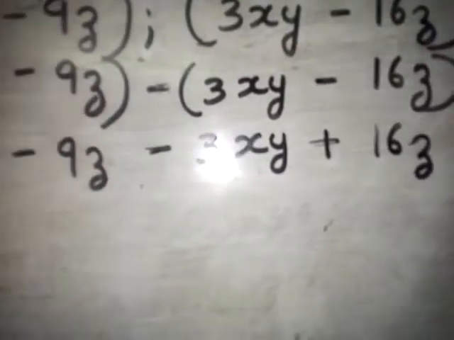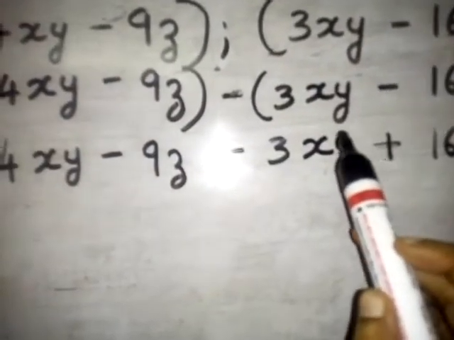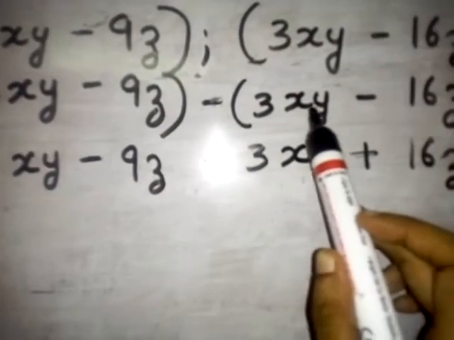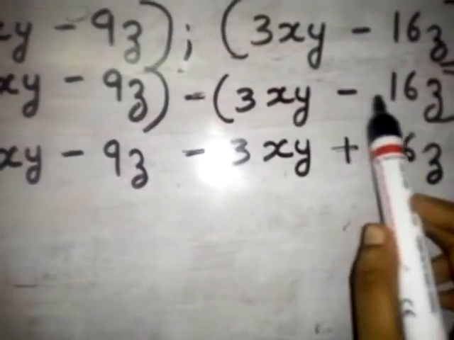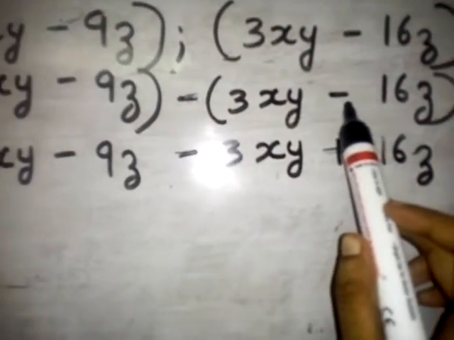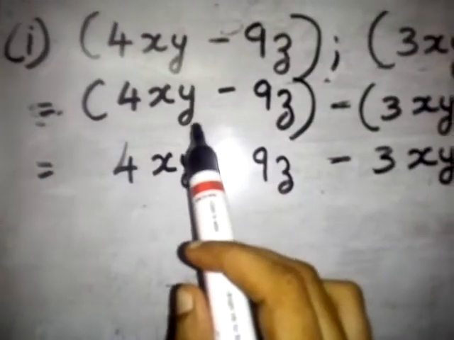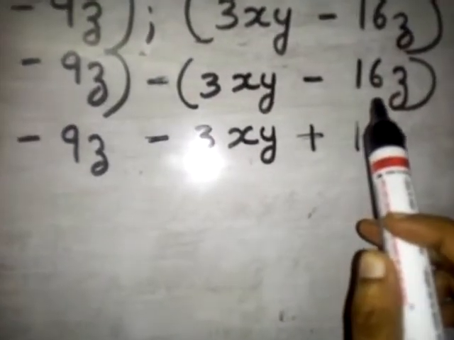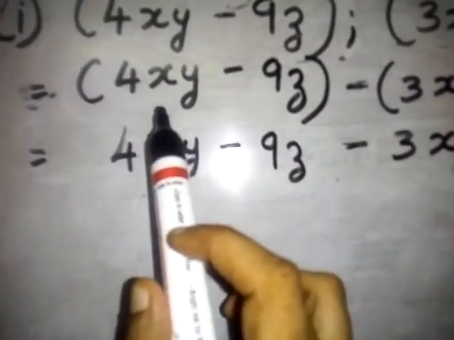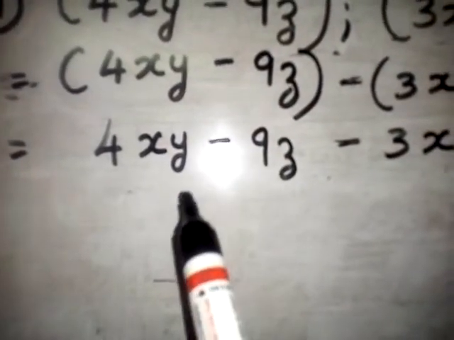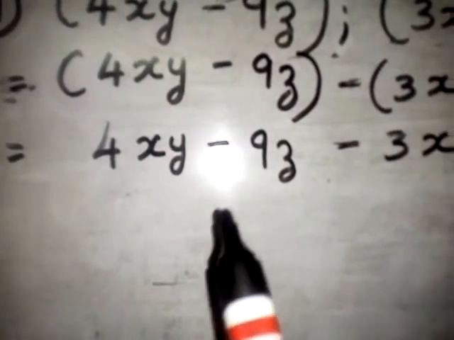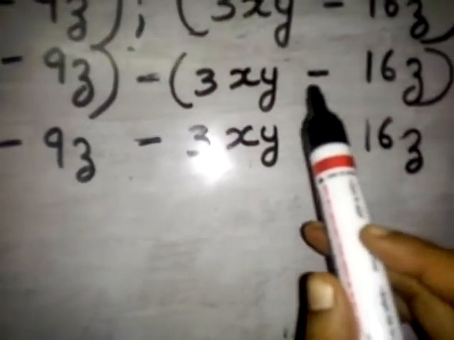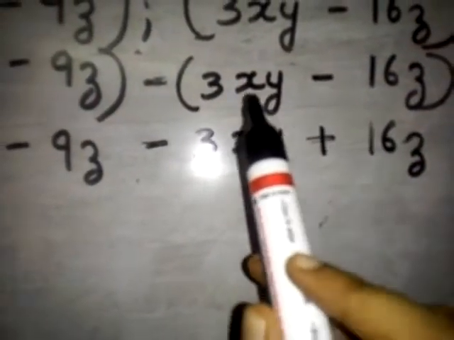16z. Here once again I am repeating, only in the second expression given in binomial form will the sign change. Not in the first expression. The first expression you have to write as it is, even if it is in monomial or trinomial form. Only the second expression's sign will change by using the sign formula.